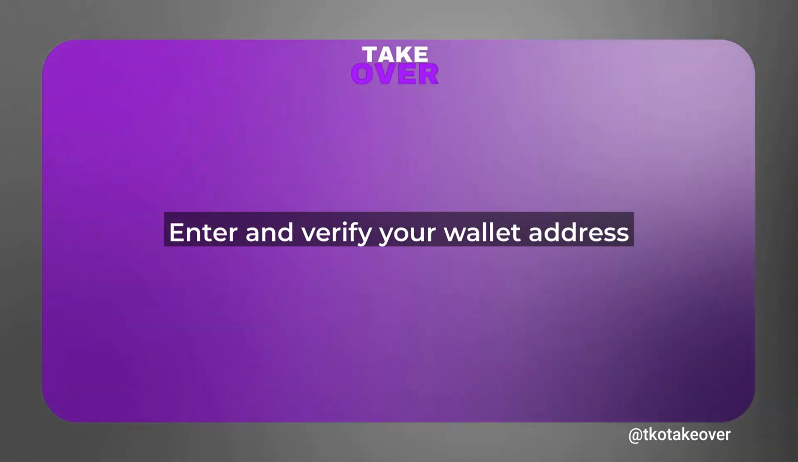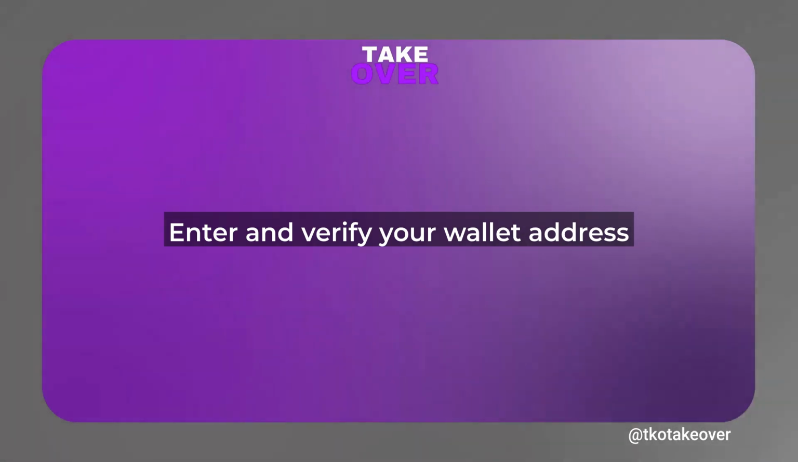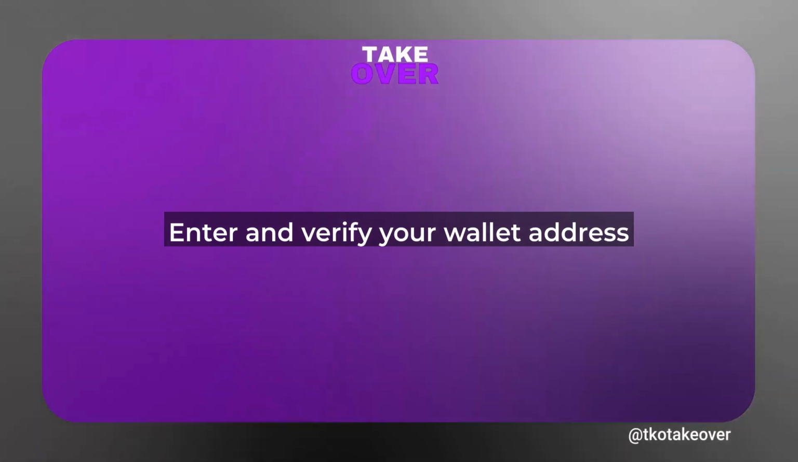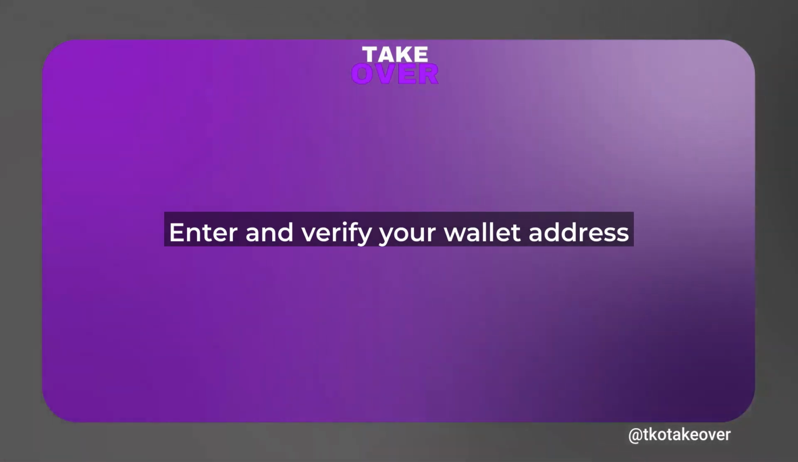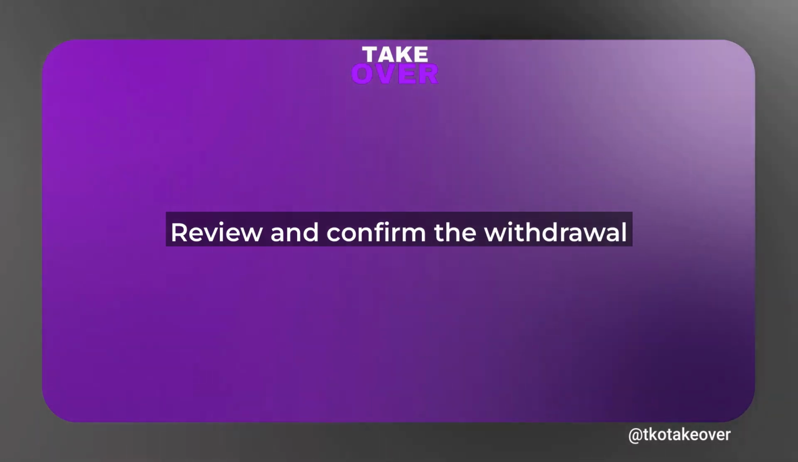Step 3. Enter the wallet address where you want to send your USDT. Double-check this address. It's a common mistake that can lead to lost funds. Also, input the amount you wish to withdraw, keeping in mind any network fees, which might be around 1 to 5 USDT depending on the blockchain congestion.